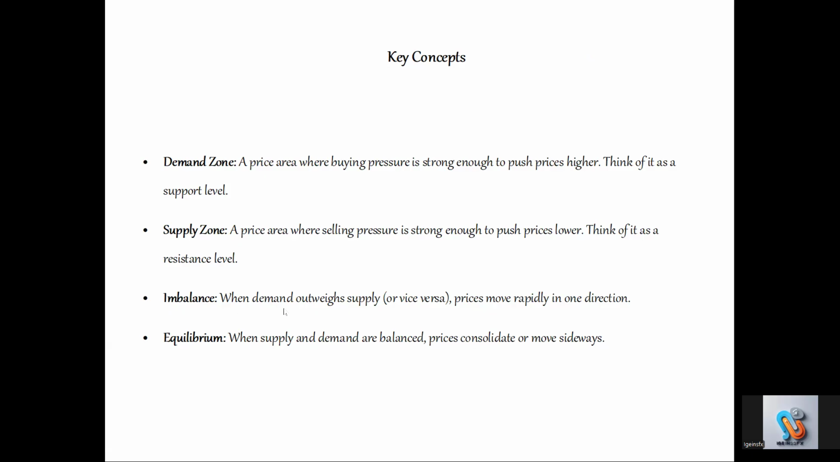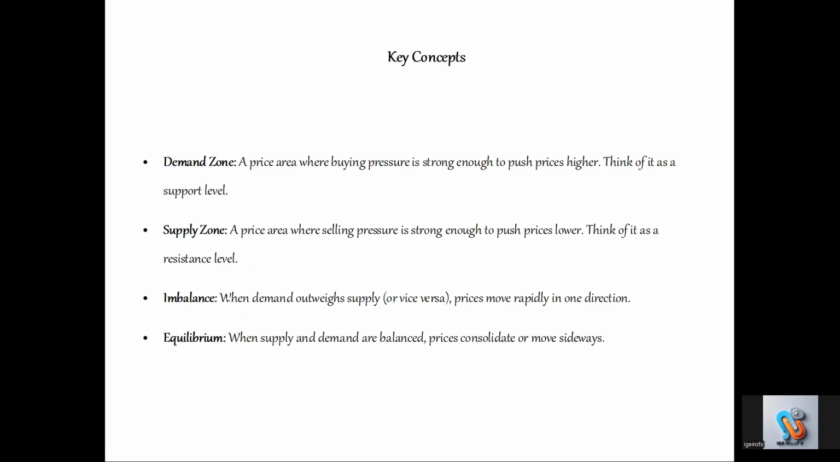Now, imbalance: when demand outweighs supply or vice versa, price moves rapidly in one direction. Imbalance simply means when demand outweighs supply, or when supply outweighs demand. When demand outweighs supply, it's coming from a demand zone going up, bullish. When supply outweighs demand, it's coming from a supply zone going bearish. That means buyers outweigh sellers or sellers outweigh buyers.